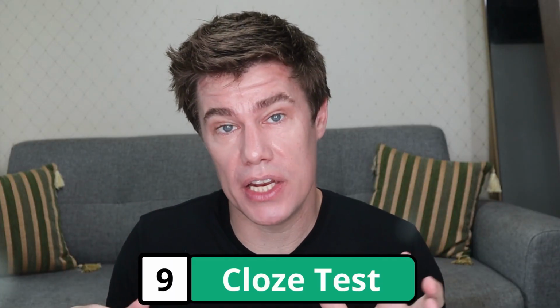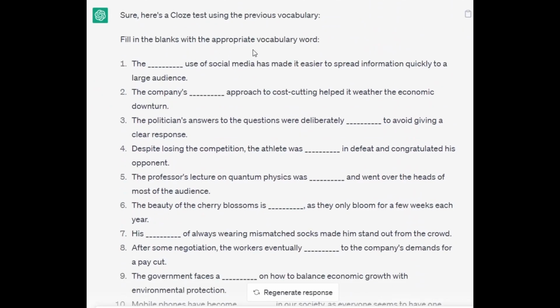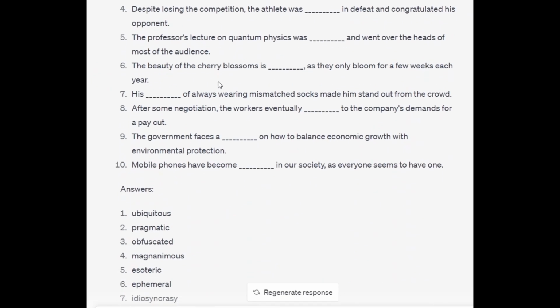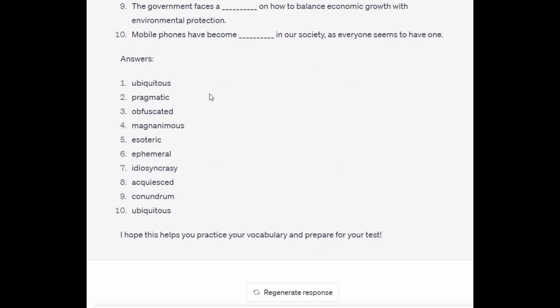Ask ChatGPT to create a cloze test. A cloze test is where it blanks out some of the words and you have to put them in the correct place. Create a cloze test with the previous vocabulary. So here's the cloze test with advanced vocabulary, and here are all the answers. So you can check where they fit in.